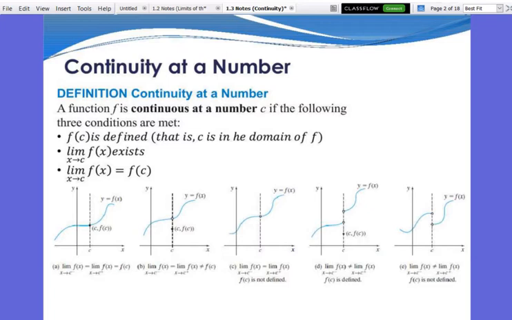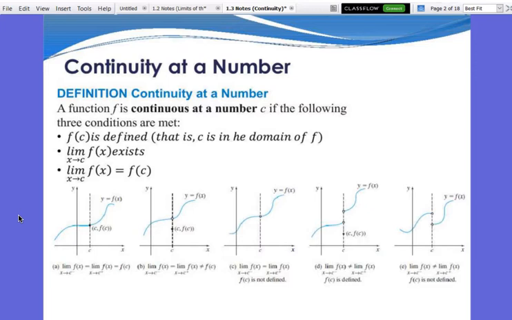Okay, what about this one right here? The left hand and the right hand both go to the same number. Okay? But it is not equal to f of C, is it? Since this one is not equal to f of C, does this actually meet the third criterion? No. Okay, all right, next one.